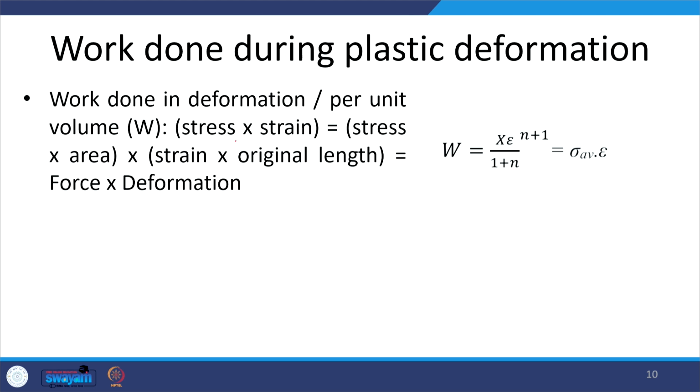Work to be done during the plastic deformation will certainly be a function of the work done in deformation per unit volume, which is obtained from stress into strain. Stress multiplied by area will give us force, and strain multiplied by original length gives the deformation. So, this will be equivalent to force into deformation, and that can be obtained using the average stress and the strain that is to be realized. That will give us the work needed to be done for deformation per unit volume of the material.